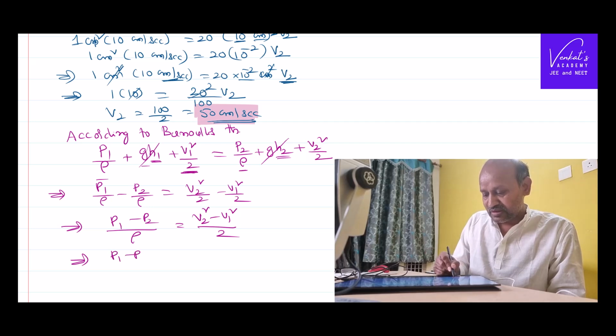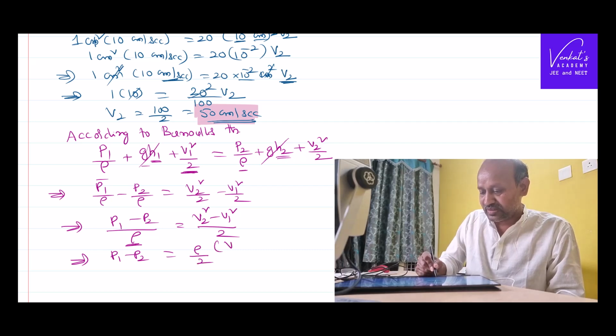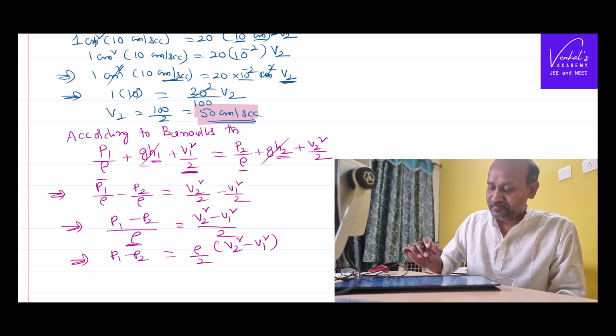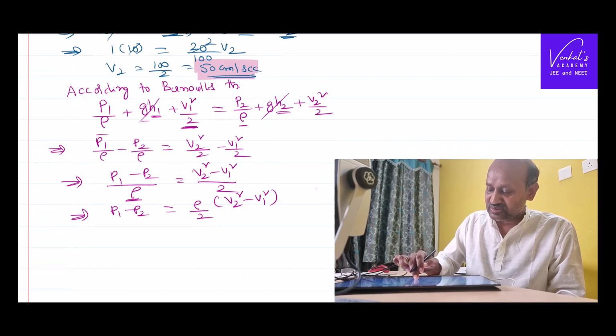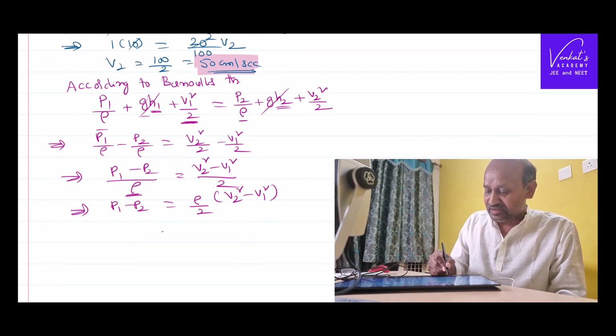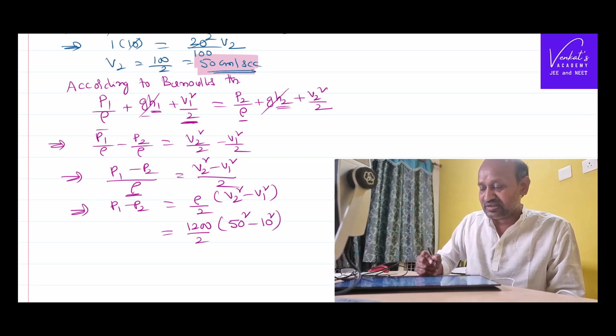As you want the pressure difference P1 minus P2, you have to take this rho to the other side. It comes to the numerator. That is rho by 2 into V2 square minus V1 square. Now if you look at the data, the rho is given to you, as I said, as 1200 in the SI system, kilogram per meter cube, by 2. V2 square is 50 square. We have found it out. V1 square is 10 square. That is given for us.